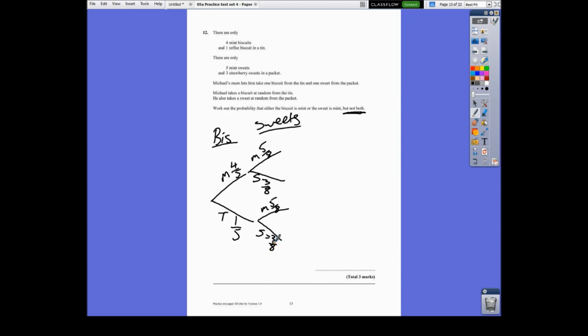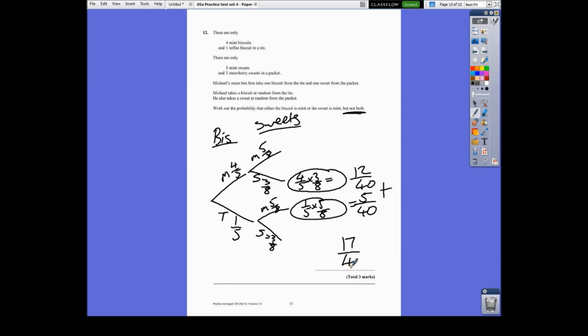Now, we want only one of them to be mint. So to do that, we can either have mint and strawberry, or we can have toffee and mint. So it's these two that we're after. The probability of mint and strawberry is 4/5 times 3/8, which is 12/40. And the probability of getting toffee and then mint is 1/5 times 5/8, which is 5/40. Because we're not bothered which way around we do that, we're going to add them together, which will give me 17/40.